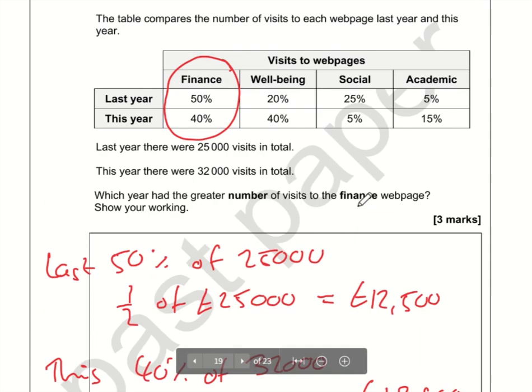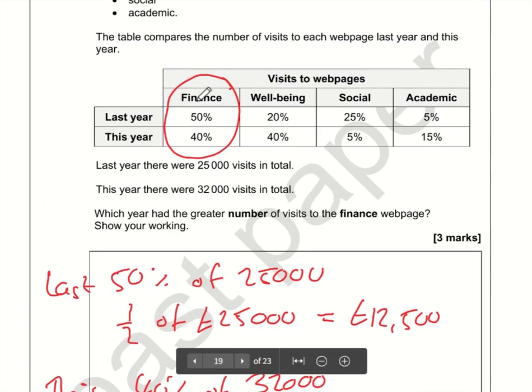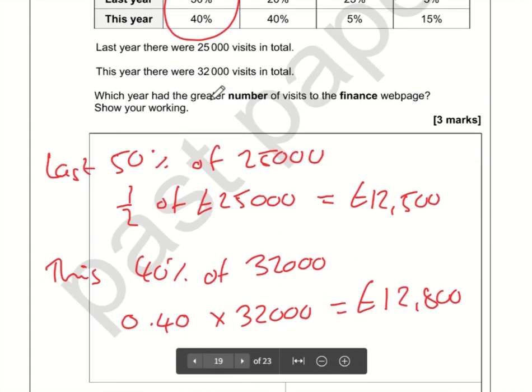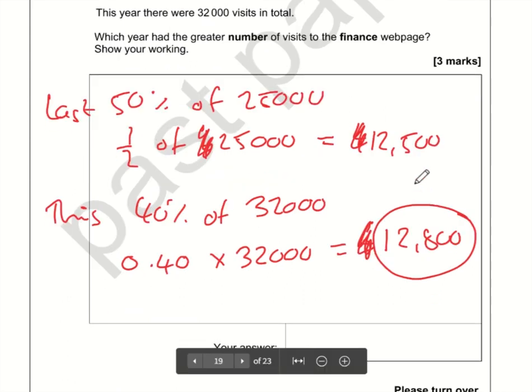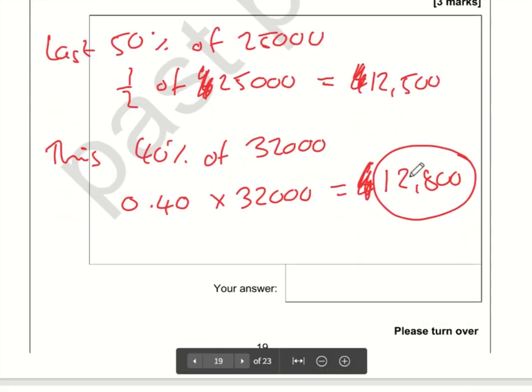Sorry, I don't know why I thought these were prices. I think I just saw the word finance and thought it was money. So let's get rid of all these pound signs. It's got nothing to do with it. It's just number of visits. So we can see that 12,800 is greater than 12,500. So the answer is this year.